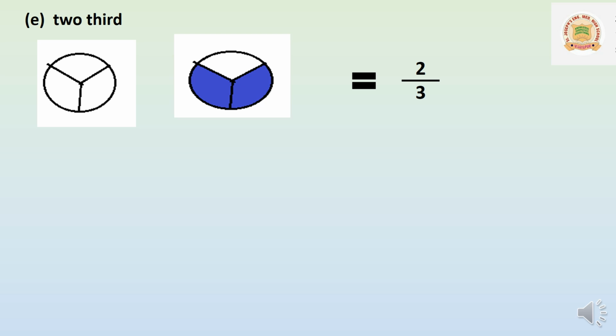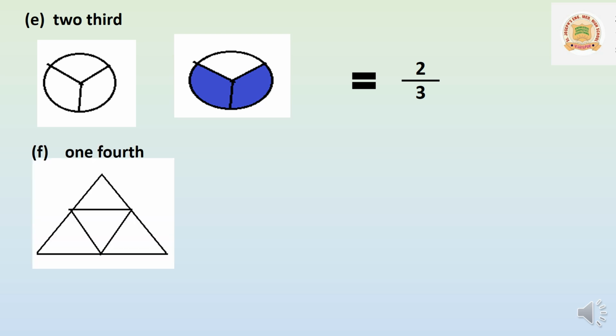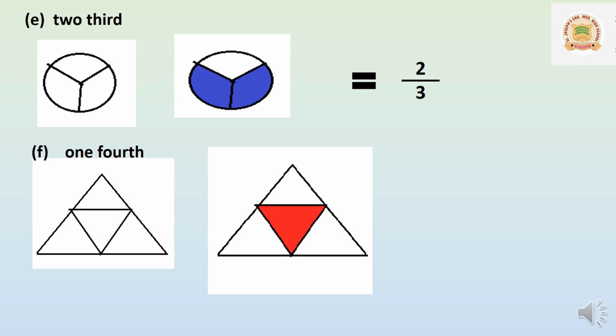So 2/3. Next, 1/4. 4 parts are there. 1 we have to shade. That is like this.